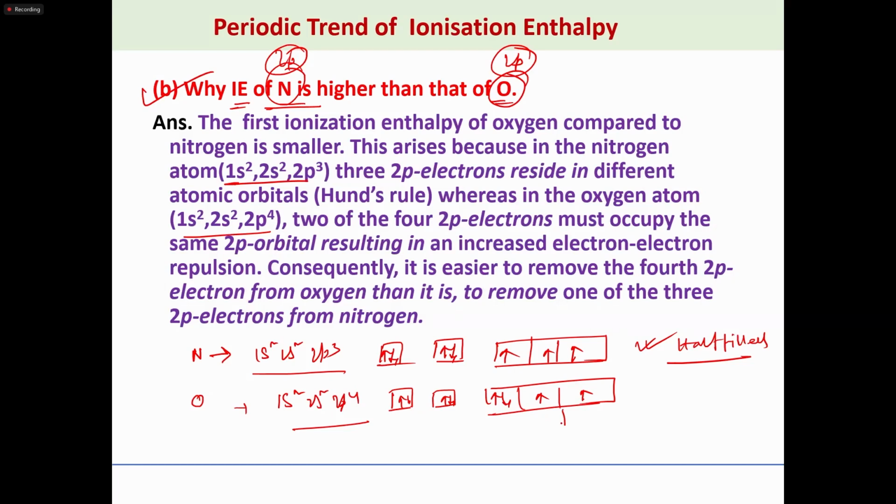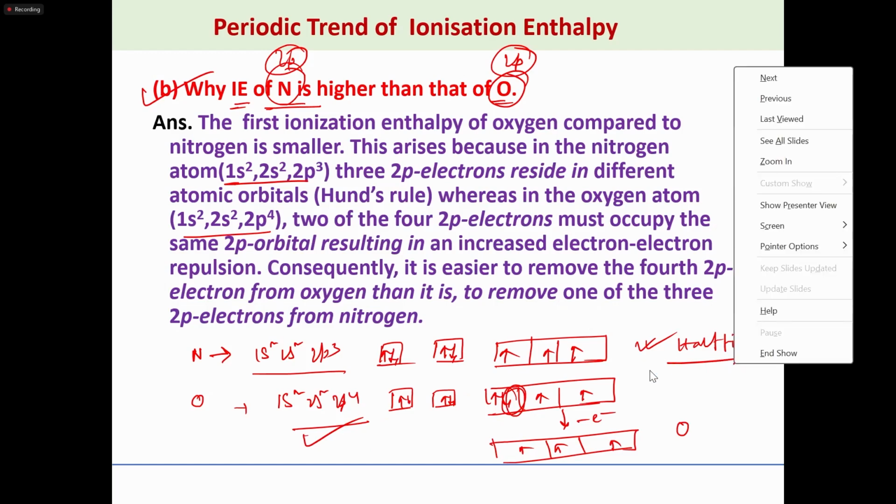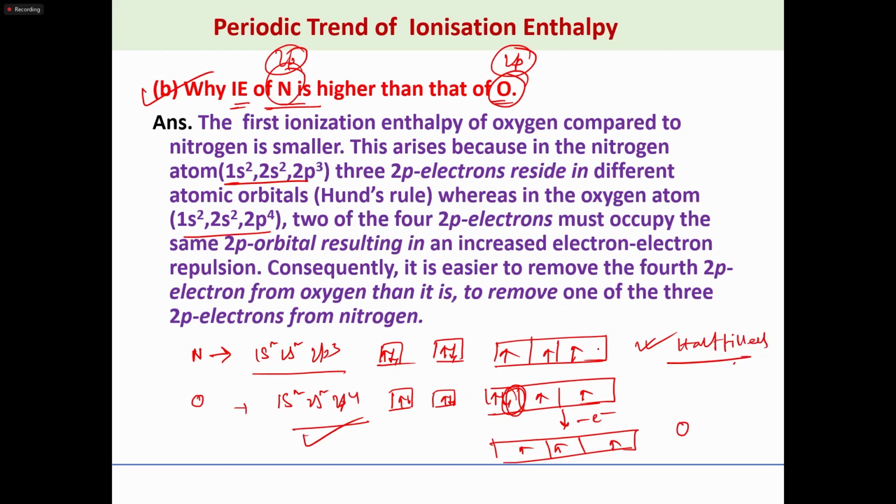If I remove one electron from the oxygen configuration, then it will gain a half filled electronic configuration. So removing this one electron will be very easy in the oxygen case. But nitrogen is half filled, it is stable. So removing one electron from the stable, half filled electronic configuration is very difficult compared to the others.